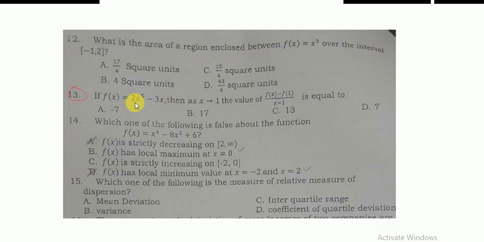If f of x is 2x raised to 5 minus 3x, then as x approaches 1, the value of (f of x minus f of 1) over (x minus 1) is equal to what? That means this ratio, f of x minus f of 1 over x minus 1, approaches what when x gets closer and closer to 1.